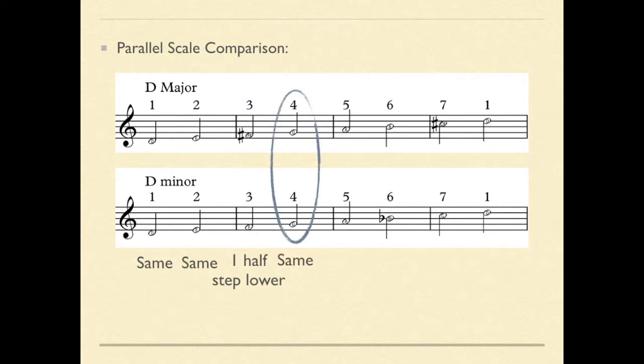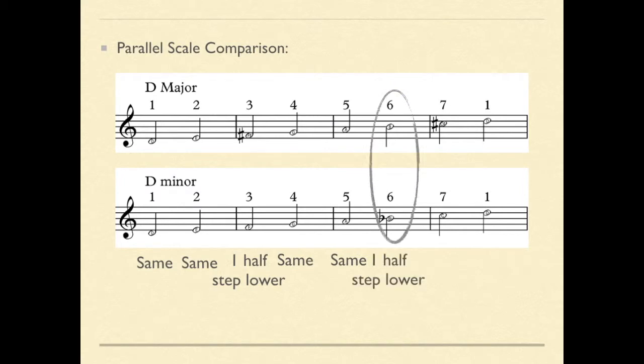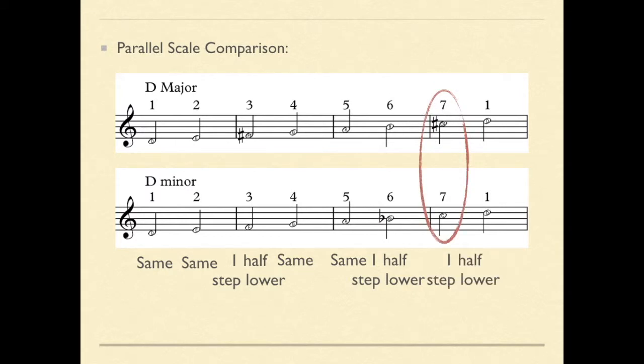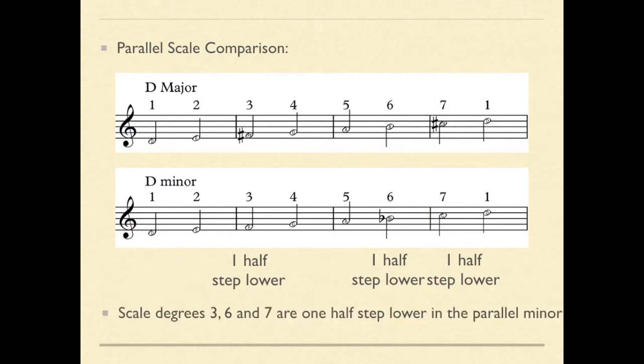Scale degree 4 is G in both scales, so they're the same. Scale degree 5 is A in both scales, so they're the same. Scale degree 6 is B in the major scale and B flat in the minor scale. So the minor scale is one half step lower than the major scale. Scale degree 7 is C sharp in the major scale and C in the minor scale. So again, the minor scale is one half step lower than the major scale. To summarize, scale degrees 3, 6, and 7 are one half step lower in the parallel minor scale.